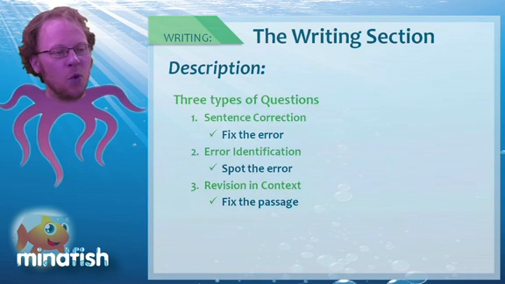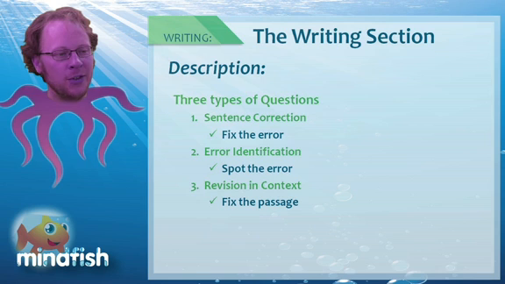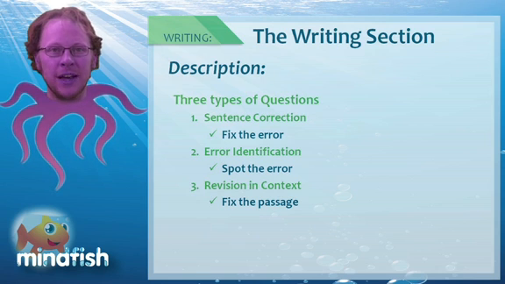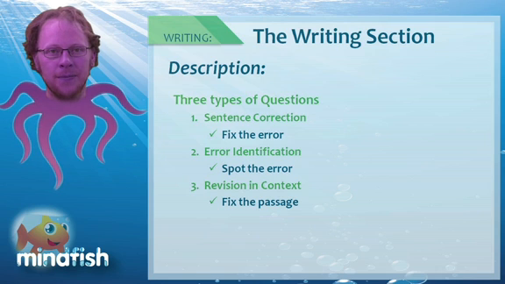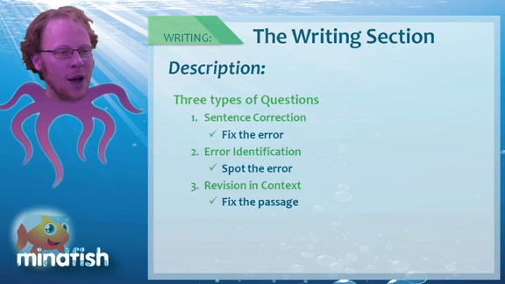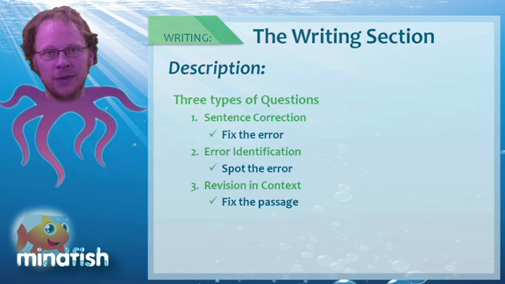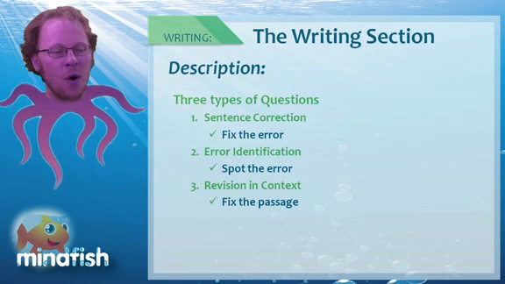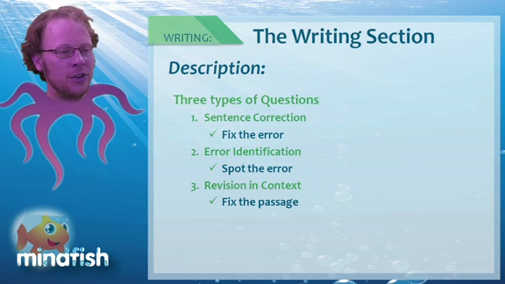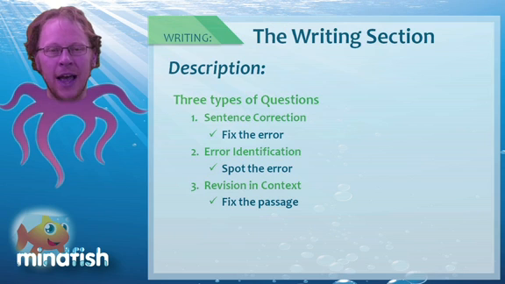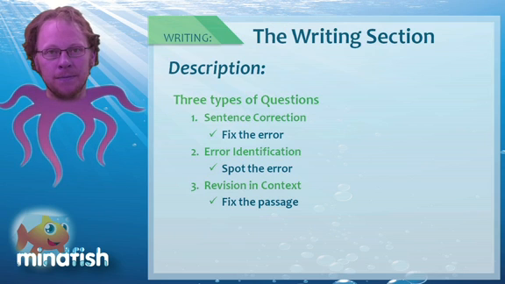There are 3 types of questions that make up the 2 grammar sections on the test. Sentence correction questions ask you to fix an error in a sentence. Error identification questions ask you to simply identify an error within a sentence. And the last type of question, revision and context questions, ask you to read a very short and poorly written passage and fix some mistakes within it.